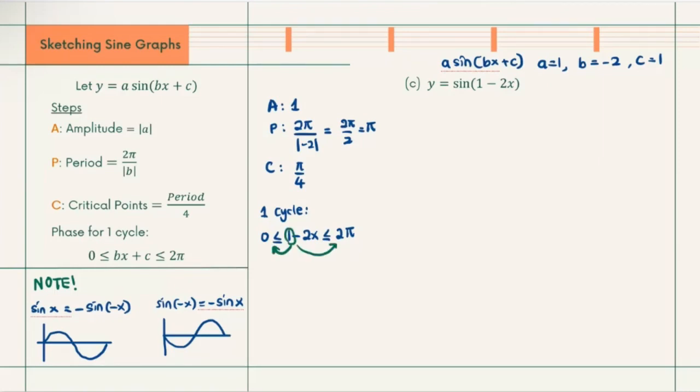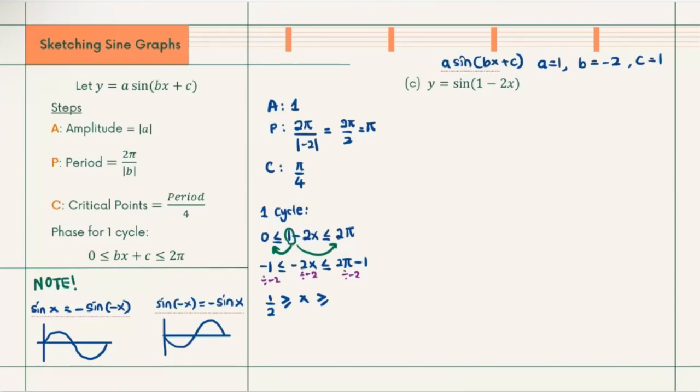Okay, so negative 1, negative 2x and 2 pi minus 1. Okay, so that's the first one. After that we will divide by this one. So we will divide by negative 2, divide by negative 2. So this also divided by negative 2. So now I get 1 over 2. Oh sorry. Okay, 1 over 2 greater than or equals to x greater than or equals to 1 over 2.